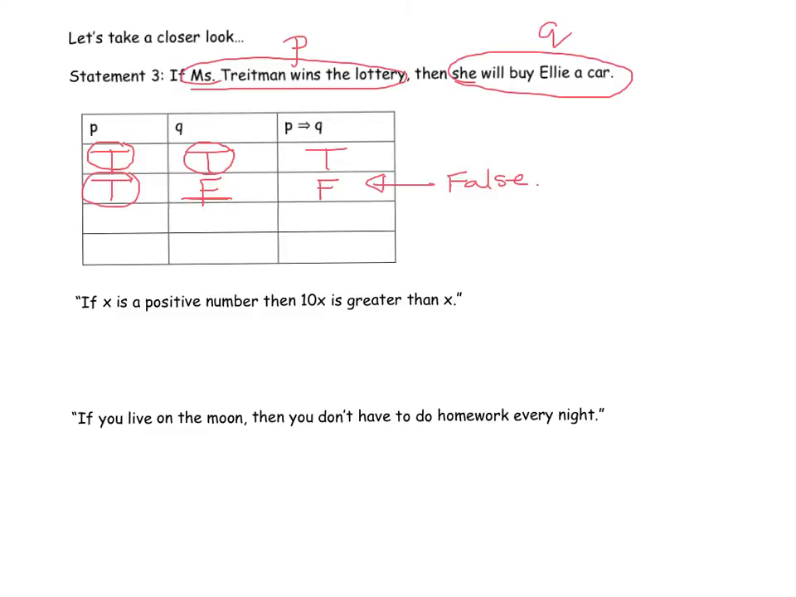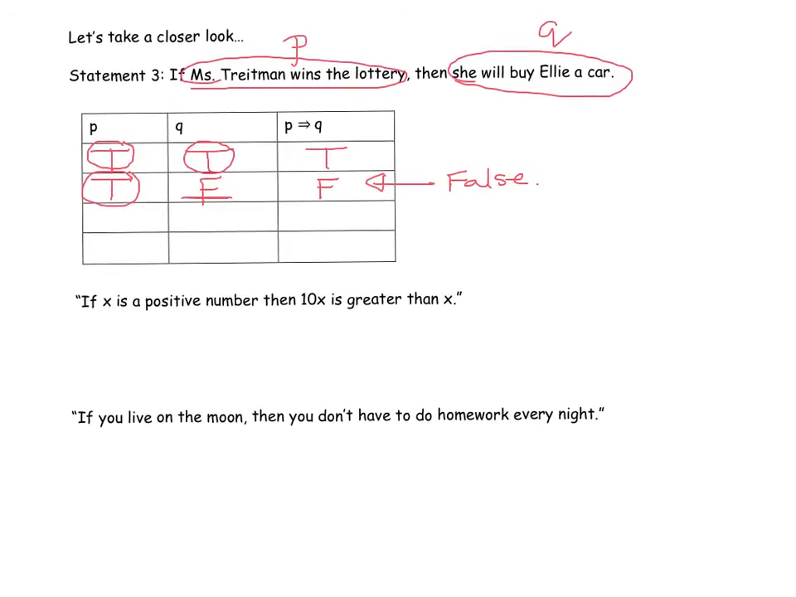If my hypothesis isn't met, then I don't care what happens with the conclusion, right? If I don't win the lottery, then it doesn't matter whether or not I buy Ellie a car. So if I don't meet the hypothesis, then the statement is automatically true, which is a little bit unintuitive. But if we don't meet the hypothesis, we really couldn't have been lying. We really can't make a false statement if we don't meet that first part. So that automatically is true.